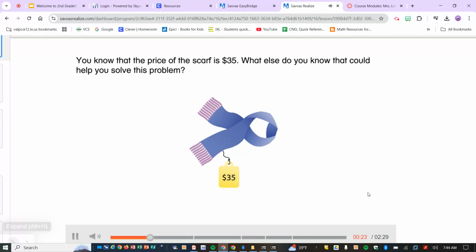You know that the price of the scarf is $35. What else do you know that could help you solve this problem? You know that Chloe has a $20 bill and a $1 bill. And you know that Violet has $6 less than Chloe has.